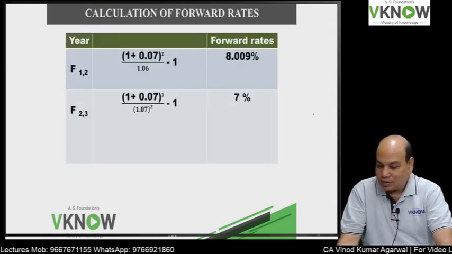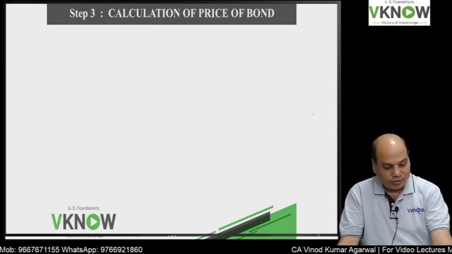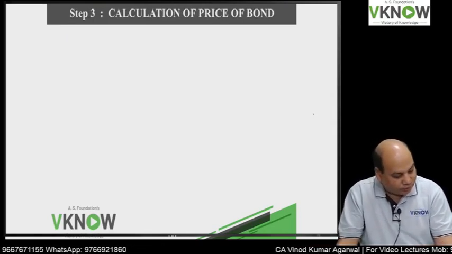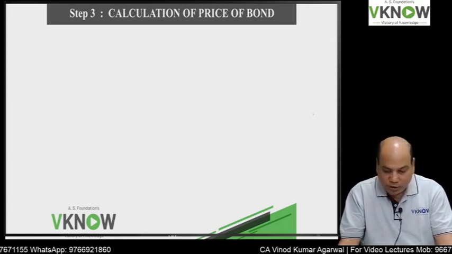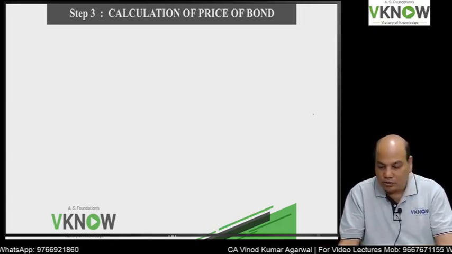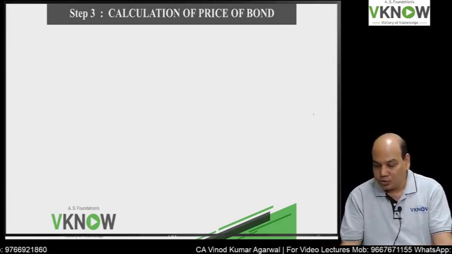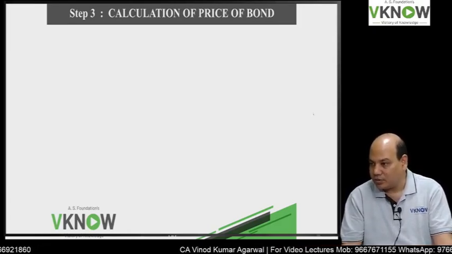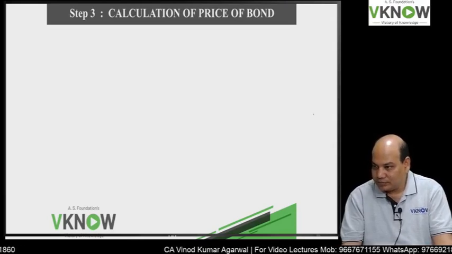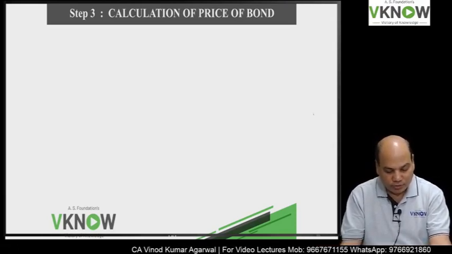So this was the answer of forward rate. Now next question is, what is the price of a bond which pays a coupon of 8.5%, face value is 1000 and the maturity is 3 years. Using the forward rates we can find it out. Is it right? Or using the YTM we can find it out.